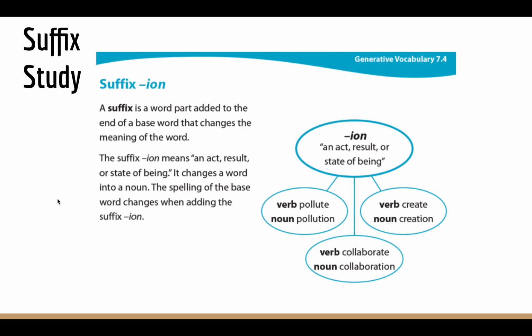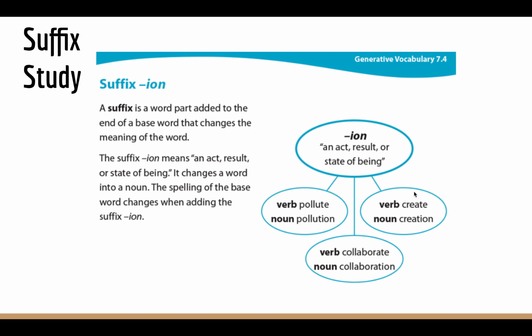The suffix study we have this week is the suffix ion. So remember, suffixes are word parts added to the end of a base word, and it changes the meaning of that word. The suffix ion means an act, result, or state of being. The suffix ion changes a word into the noun. So for example, here we have the verb pollute, but if we add ion onto that verb, we get the word pollution, which is a noun.